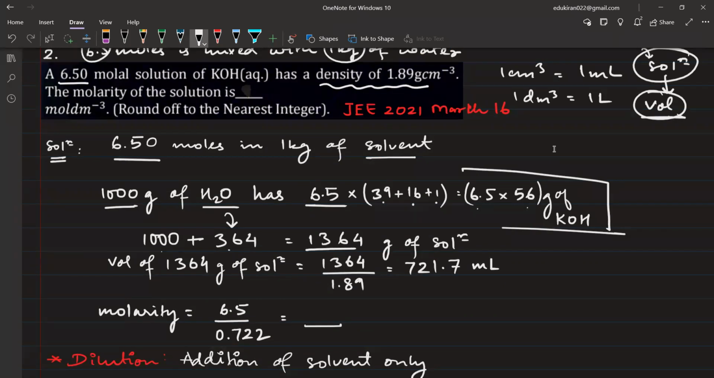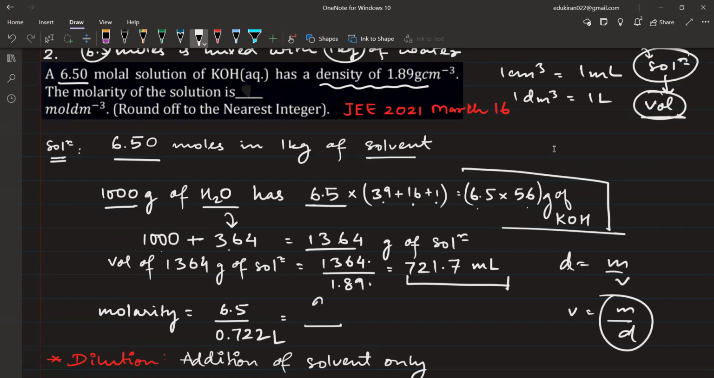Now the volume of 1364 grams of solution will be equal to the mass upon the density. Density is mass by volume, so volume will be equal to mass by density. This gives me the volume in ml. Now molarity will be equal to 6.5 upon 0.722, where the volume is converted from ml to liters, and you will get the answer as 9. So the molarity will be equal to 9. Please note this down.